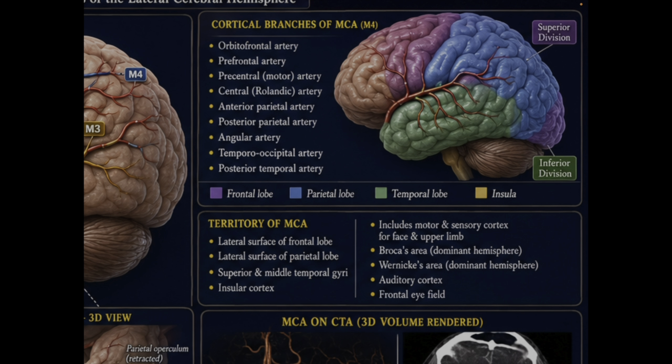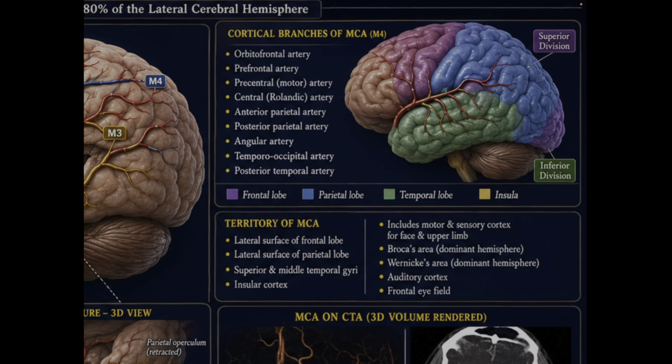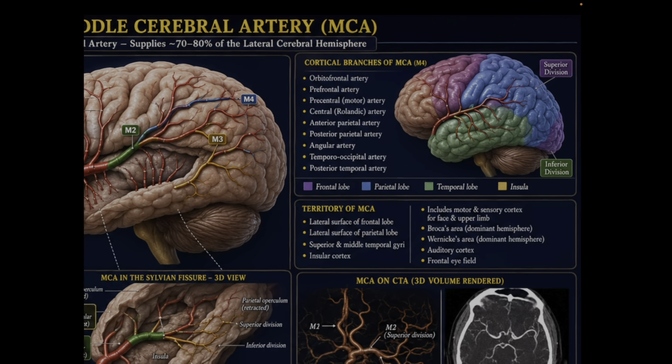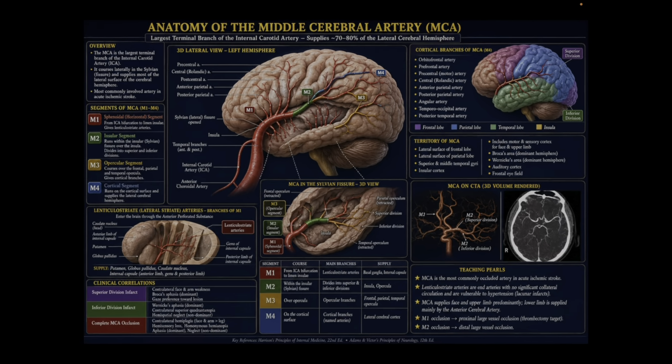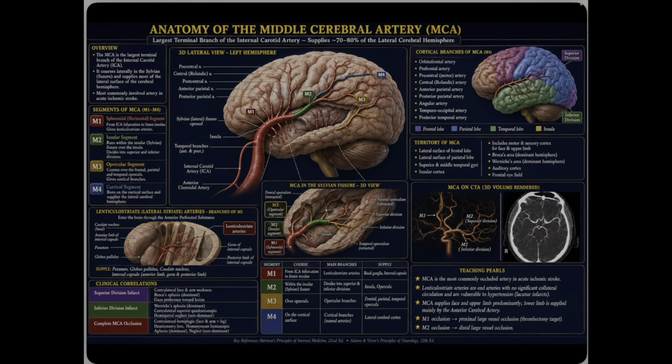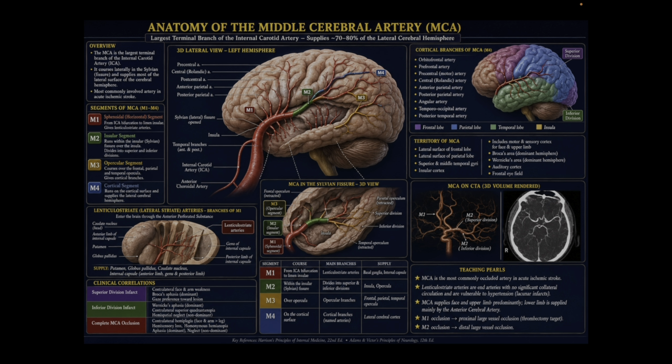From a functional perspective, the MCA territory includes the primary motor and sensory cortices responsible for movements and sensation of the face and upper limb. It also supplies the frontal eye fields, Broca's and Wernicke's language areas in the dominant hemisphere, the auditory cortex and extensive association cortices involved in higher cognitive functions.